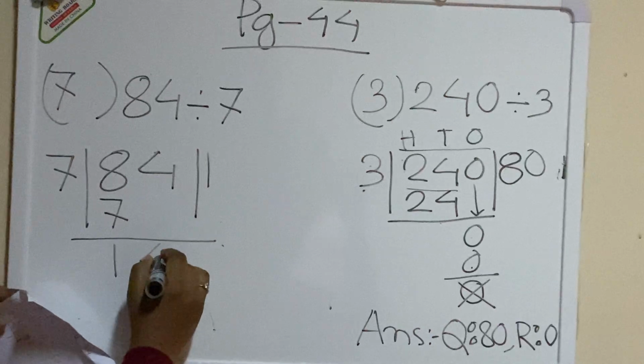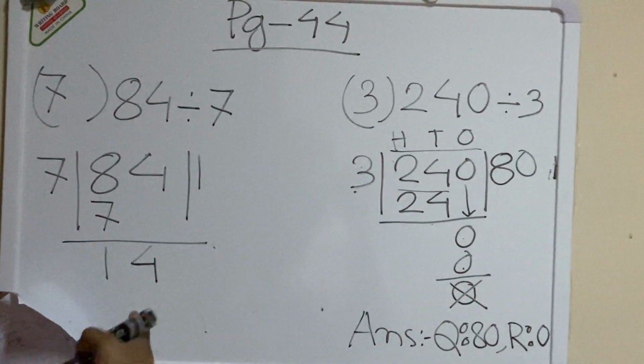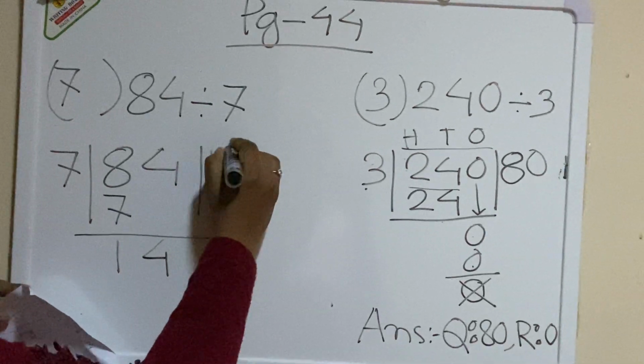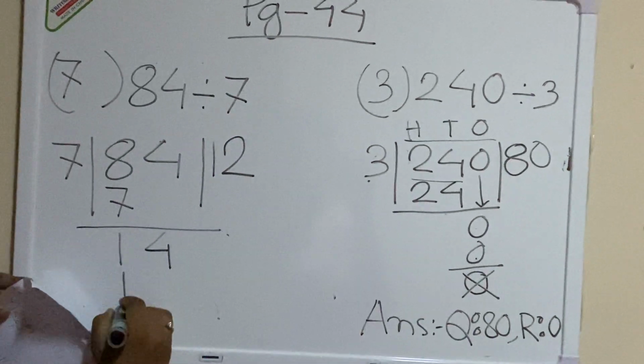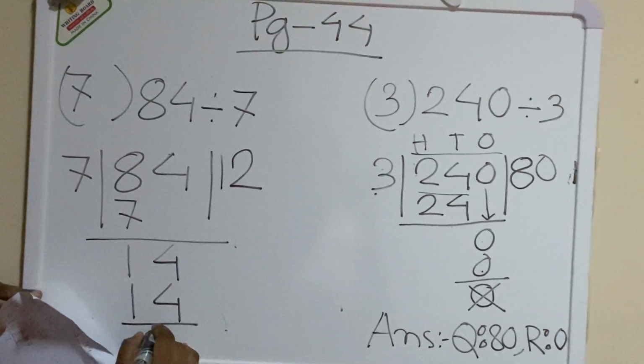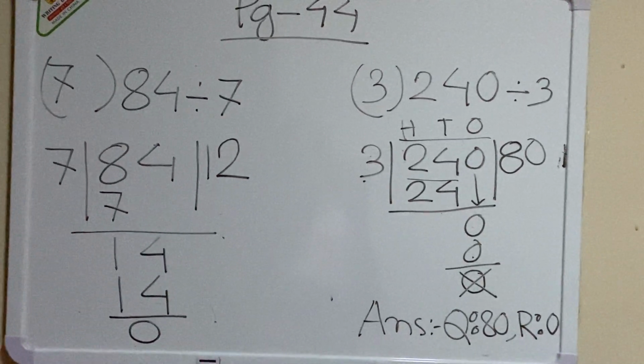4 is coming down. So this is 14. We know 7 twos are 14. So after doing subtraction, we find out the remainder should be 0.